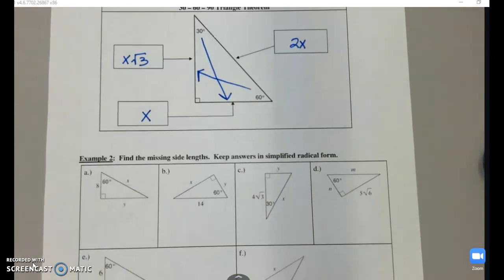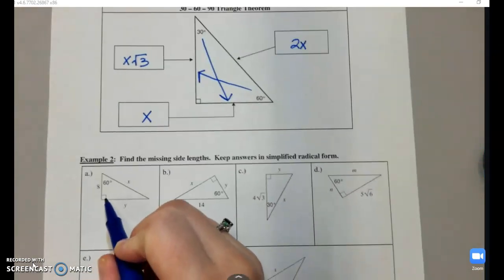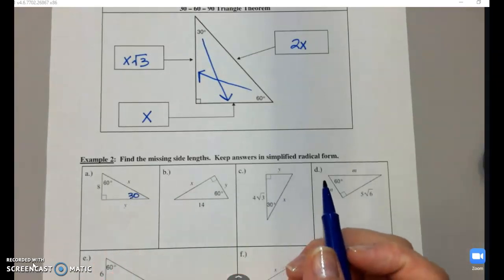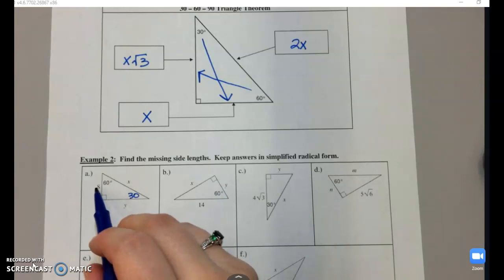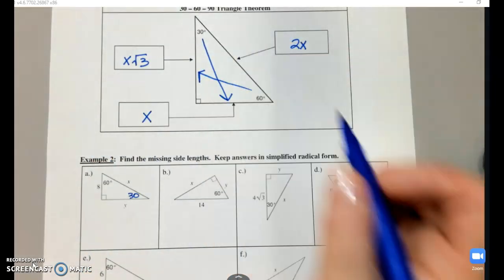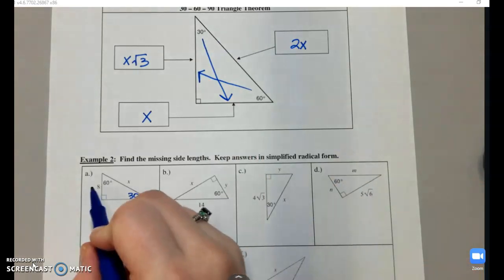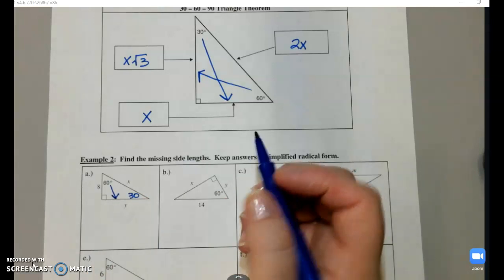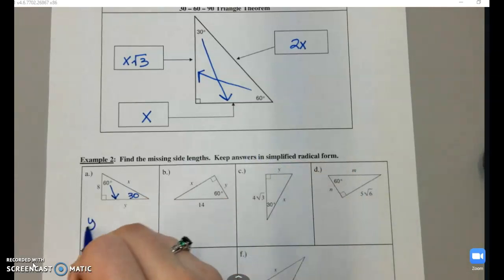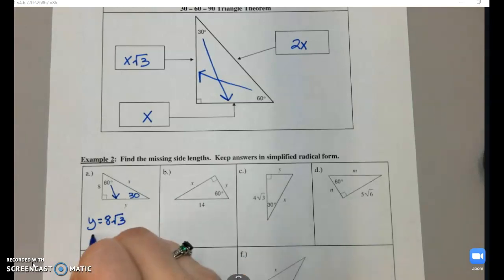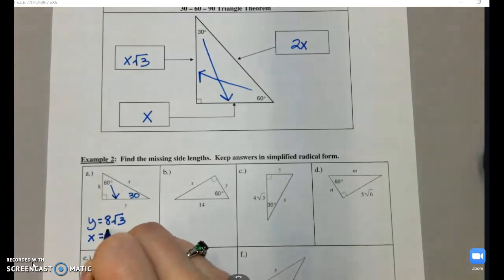So let's look at some examples. On part A, we have our 60, 30, 90 right triangle, and what we're given is the side opposite the 30-degree angle. So that means in our relationship ratio, x is equal to 8. So our side opposite the 60-degree angle would be 8 times the square root of 3, and our hypotenuse x would be 2 times 8, which is 16.